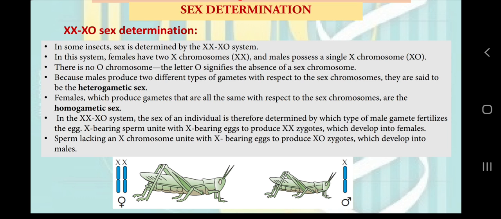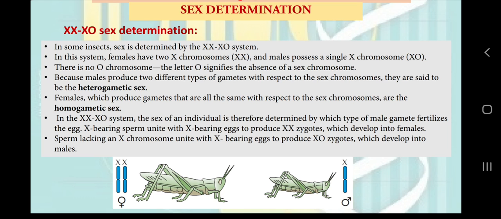It means that in any mechanism, the heterogametic sex will be the sex-determining factor in any species. For example, in humans or in grasshoppers, the male produces two different types of sperms and females produce the same type of eggs. So if you want to know who is responsible for the sex of the child, we can simply say that the male, which produces two types of gametes, or the male which is heterogametic, is responsible for the sex determination of the child. Sperms lacking an X chromosome unite with the X-bearing egg to produce an XO zygote, which develops into a male.